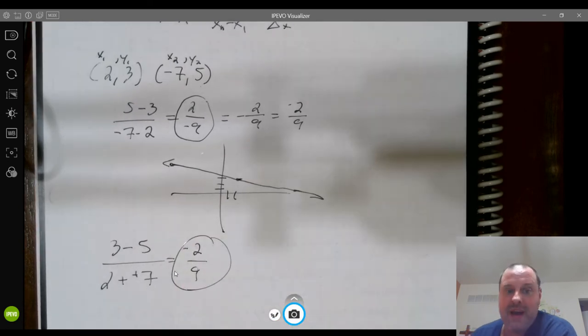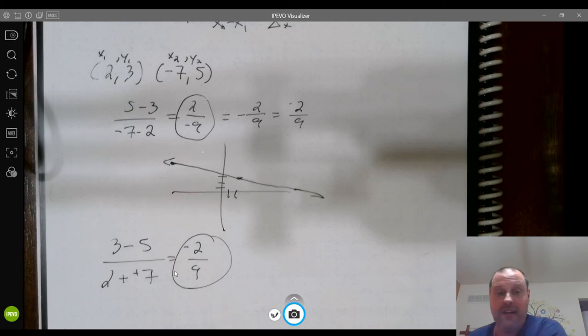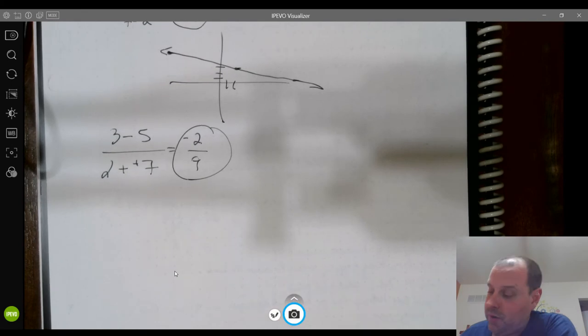So it doesn't matter which way you do it, left to right or right to left, you're going to get the same answer in the end. So you just have to be careful that you're doing the y's on top and the x's on the bottom. Okay, so another example.